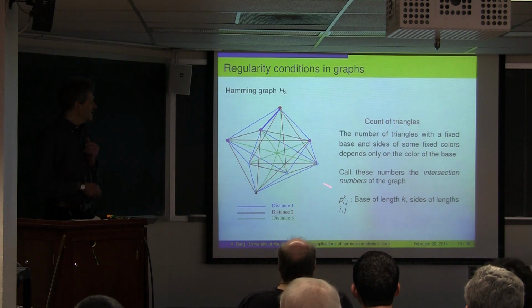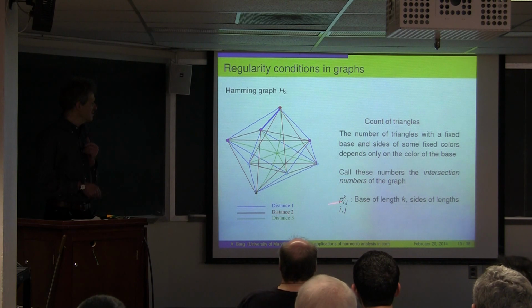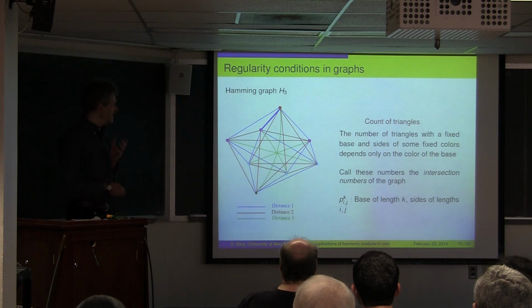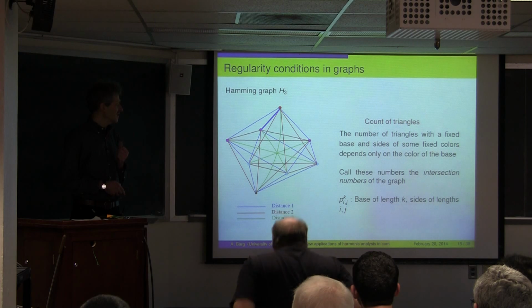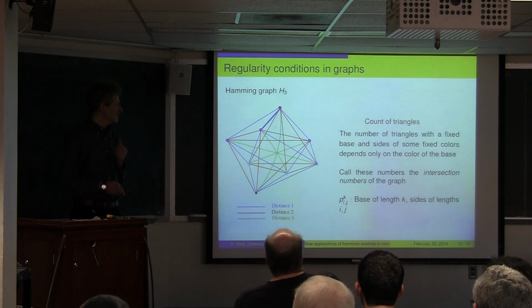p_ij^k, the base is of length k. Let's say a red base is distance 2, so k would be 2, and then i and j are the lengths of the sides. And p_ij^k does not depend on the choice of the vertices, but only on k and i, j. Right? So this regularity is very powerful to be bypassed. So we are going to make use of this in constructing the concept, the structure of an association scheme.